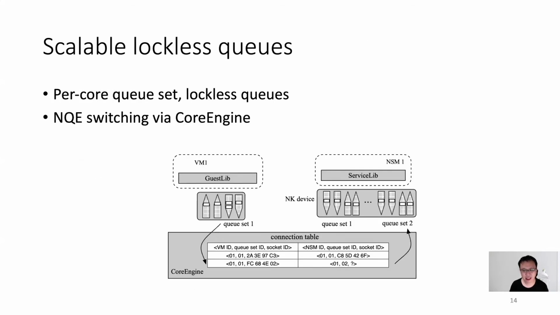To make NetKernel scalable and achieve very high performance, we also designed scalable lockless queues between the VM and NSM. They are on a per-core basis. Meanwhile, all of the NQEs are switched by our core engine. We also put a connection table into the core engine. It can remember the mapping between the VM and NSM. The provider is able to make their own policy to achieve load balancing and their own SLA for this.